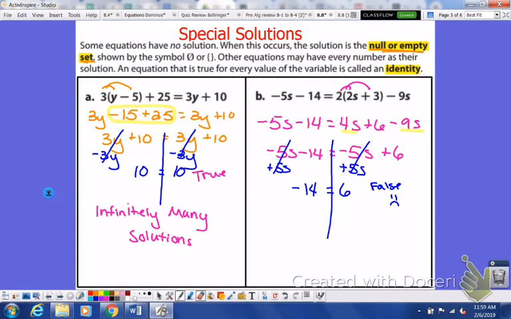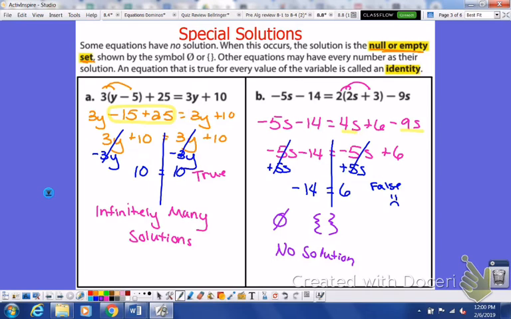So there's a couple different ways you can write your solution here. Your answer to the problem. This is not your answer to the problem, by the way. Negative 14 equals 6 or the 10 equals 10. That is not your answer. Your answer here, you could do the 0 with a slash through it. We could do the brackets with nothing in between. Or you could just write no solution. You do not have to write each one of these every time. I'm just giving you all of the different options.